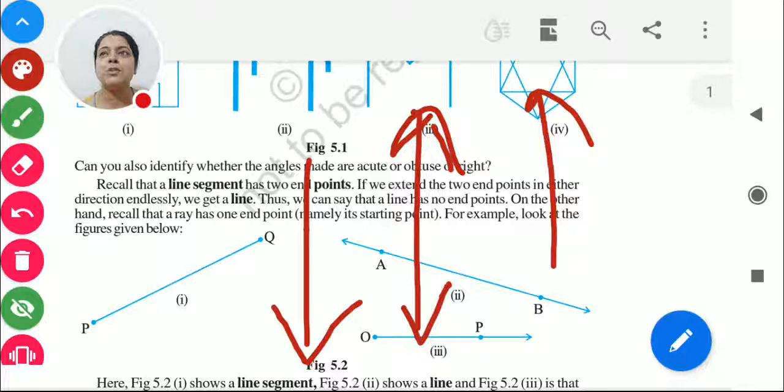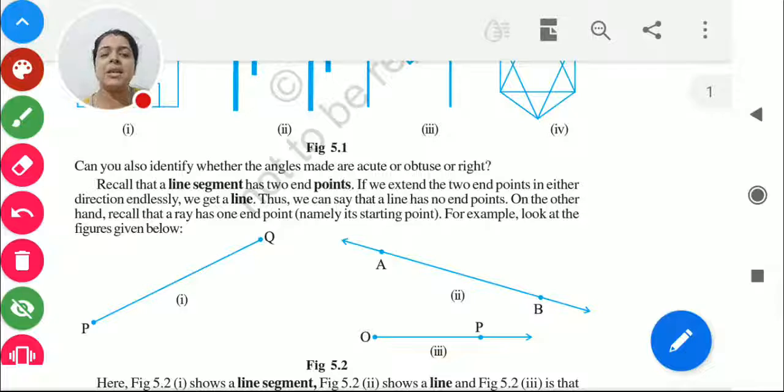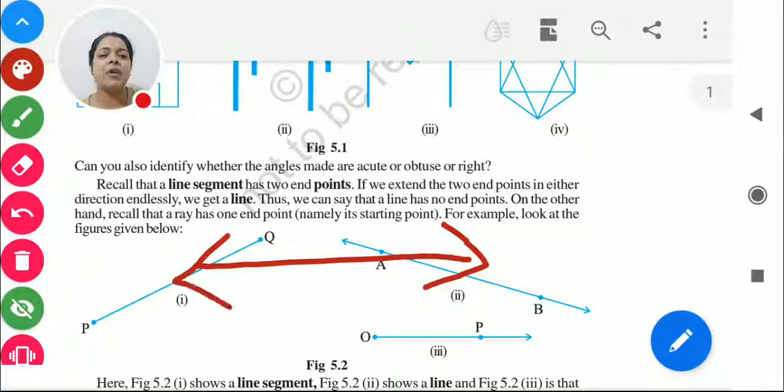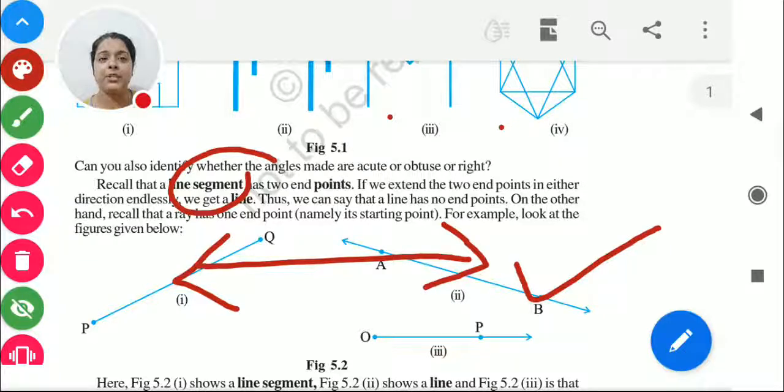If somebody tells you that they are drawing a line, it's very difficult, because a line can increase and increase endlessly. So when you need to draw a line, we just put an arrow mark on both sides and it forms a line. Here we find that a line segment has two endpoints and a line has no endpoint. It can move in both directions.